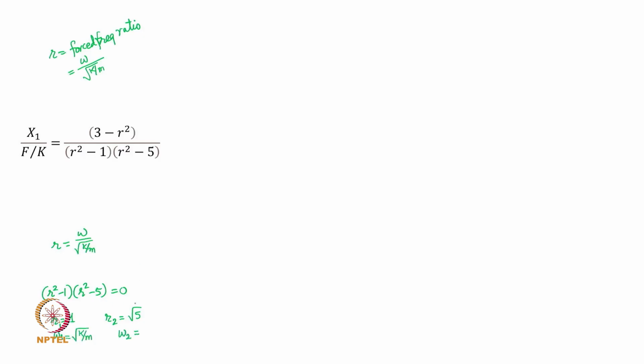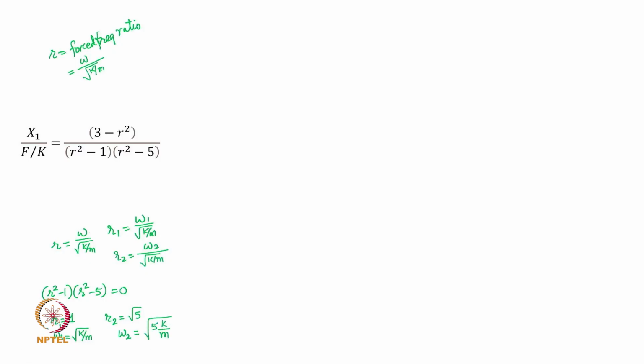because R2 is going to be again omega 2. So this R1 is going to be omega resonance 1 upon square root of k over m, and R2 is going to be omega resonance 2 upon square root of k over m. So this is going to be square root of 5 k by m.